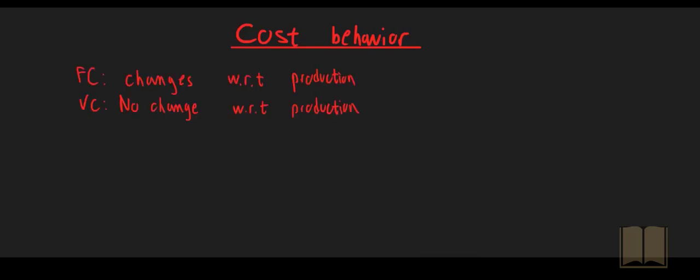In this tutorial, we'll be looking at cost behavior. There's fixed costs which do not change with regard to production, and variable costs which change with regard to production.